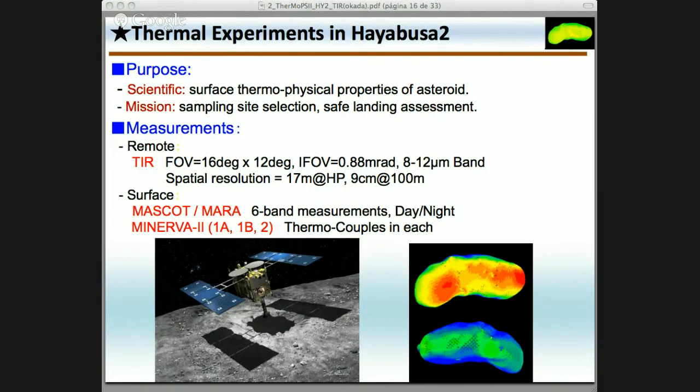So, the TIR experiment in Hayabusa 2 has both scientific and mission purposes, just like OSIRIS-REx. The scientific purpose is, of course, the surface thermophysical properties of asteroids. And the mission purpose is the sample site selection and safe landing assessment, because this is very dangerous, hazardous, and sometimes a very severe condition.